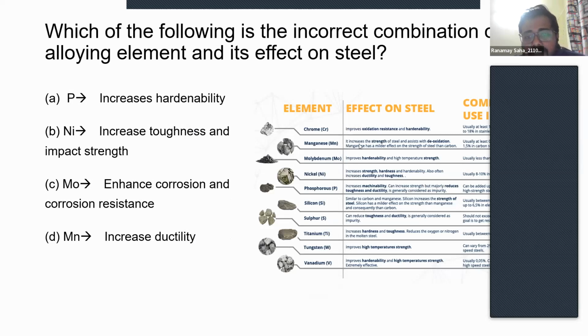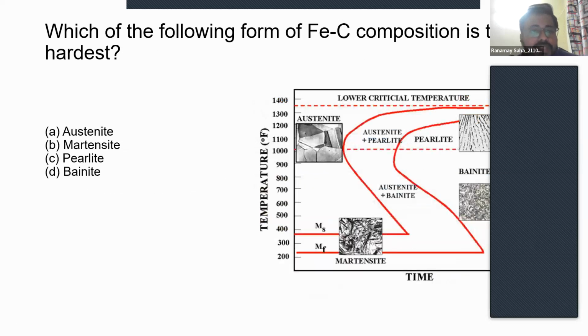So manganese, what does it do? It increases the strength of steel. That directly means that it is going to reduce the ductility. So in this question, it says, which one is the hardest form of iron carbon alloy here?